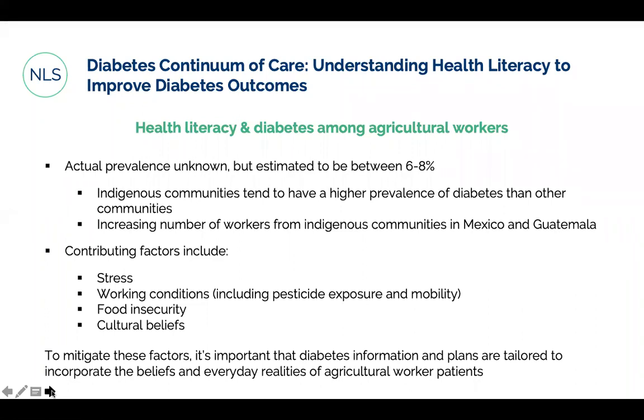fresh produce. Cultural beliefs, for example, fatalism, also play a role in workers believing that their actions might not influence their health outcomes in a positive way. To mitigate these factors, it's important that diabetes information and plans are tailored to incorporate the beliefs and everyday realities of agricultural worker patients. Next slide, please.